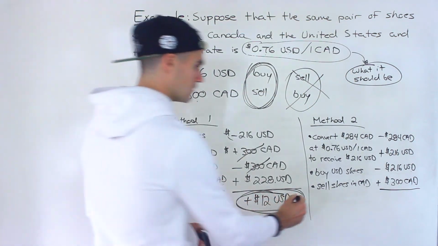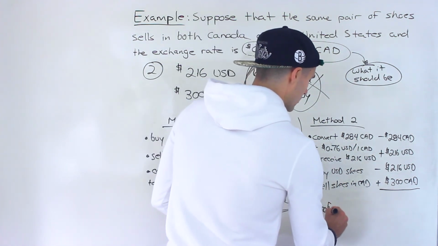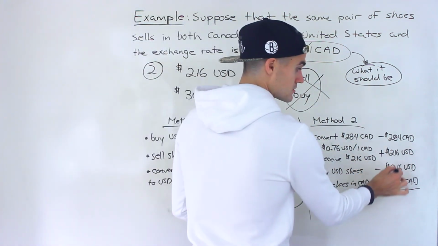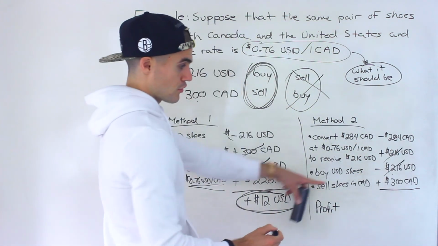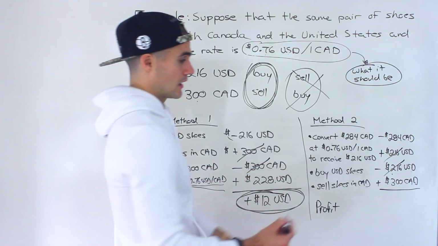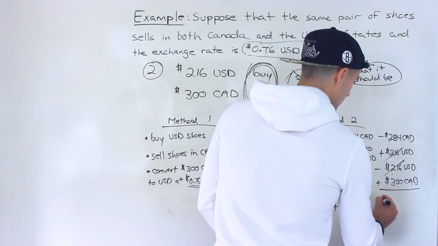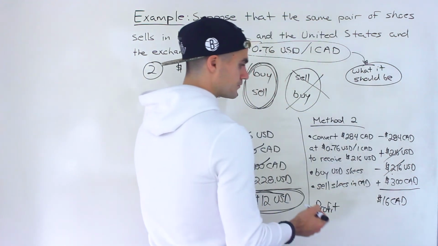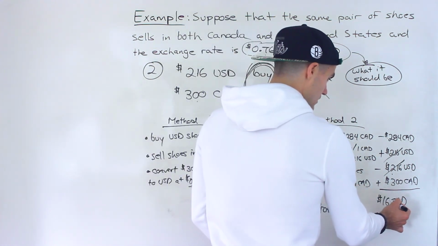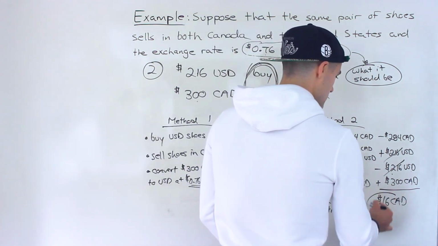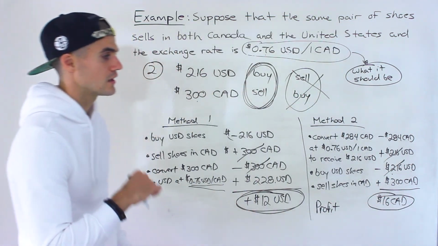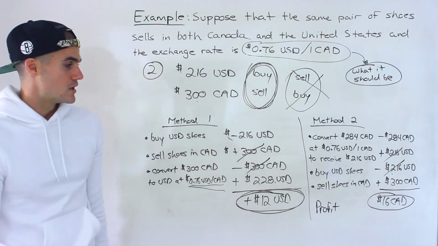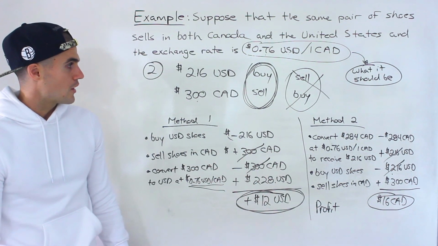And now we can net all of that out to get the profit. Notice that the profit is going to be in CAD because these two values net out to 0. 300 CAD minus 284 gives us 16. Again, this is rounded to the nearest dollar. It's a little less than 16, like $15.80, but I'll just round it up to the nearest dollar. So 16 CAD would be the Canadian profit. So whichever way you go about it, that's two different ways to show that arbitrage profit.